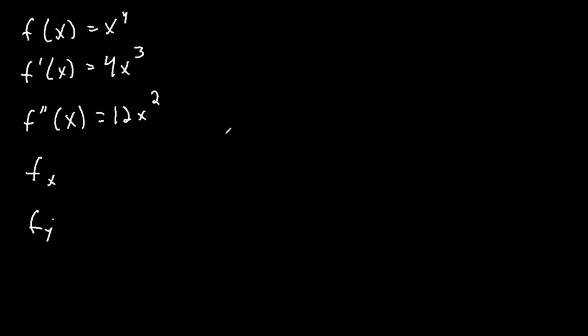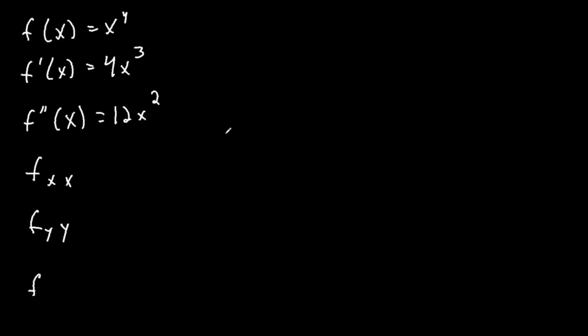So you will have some subscript of x. This means you derived once with respect to x. You have two x's, you derived twice with respect to x. So you derived the f of x function with respect to x. So you basically just derive the equation twice with respect to x. This means you derive with respect to y, and this means you derive with respect to y twice.